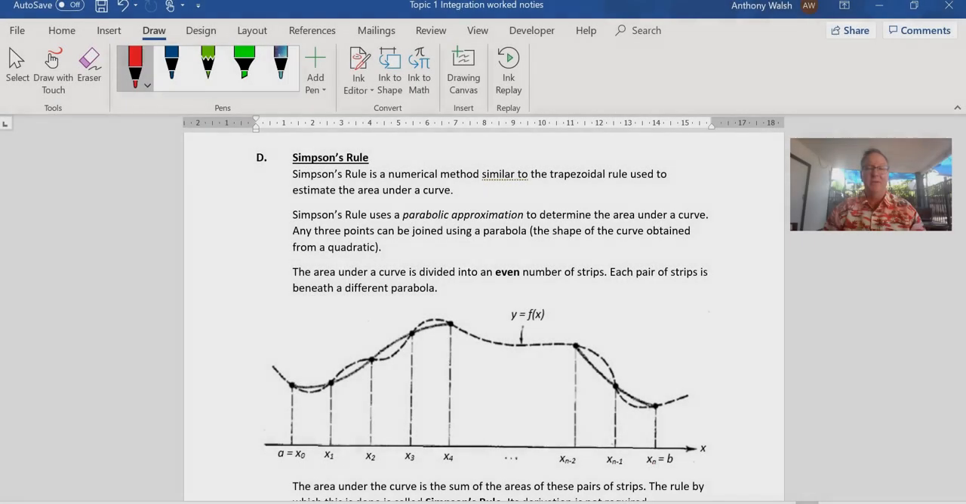This is video 11, girls, of our walkthrough for topic 1 in Unit 4, our notice for integration. We're on page 29 and we're talking about Simpson's rule.